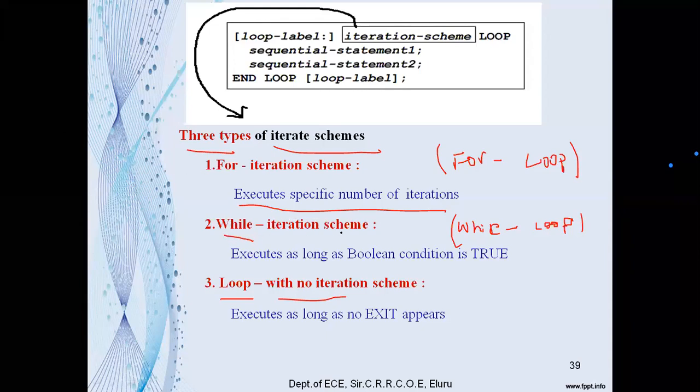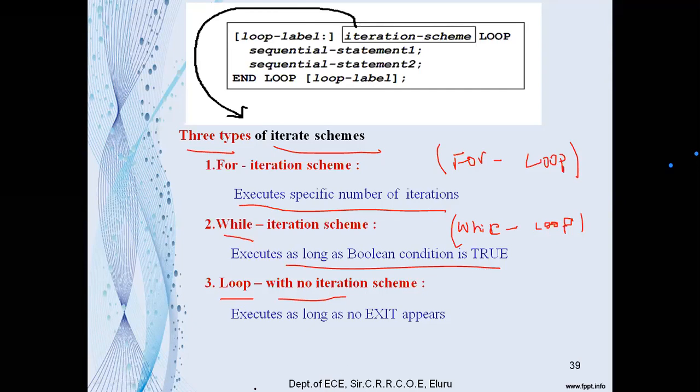What about the while iteration here? The while iteration executes as long as the Boolean condition is true. In the while iteration scheme, we will use Boolean expressions. We will use logic operators to check whether the condition is true or false. The loop will be repeated as long as the given condition is true. If the condition becomes false, then it will come out of that loop. That is the while loop.